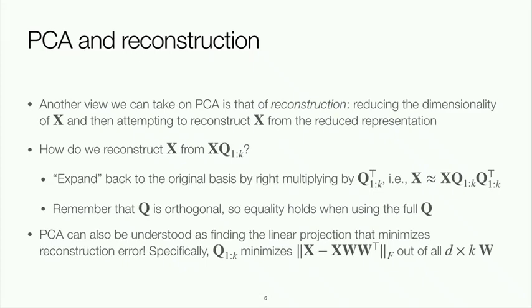So it's X minus its reconstruction, okay? And then that F is the Frobenius norm, right? It's kind of just like taking your matrix, making it one long vector, and then computing a 2-norm. So this is the view that sometimes people like to take on PCA. We can talk about things like preserving variance, but we can also talk about reconstruction and how well you can do reconstruction based on the projection that you use.